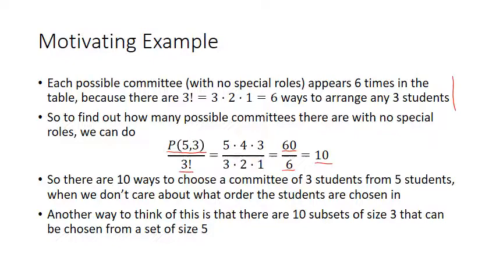Another way to think about this is if you think about the different subsets that you could have from a set of 5 elements. There are 10 different subsets of size 3 that can be chosen from a set of size 5. Okay, so now let's look at the general formula for this situation.